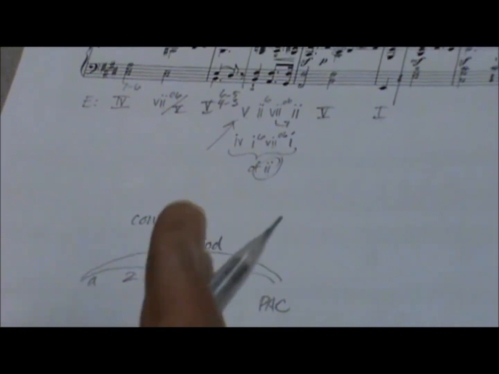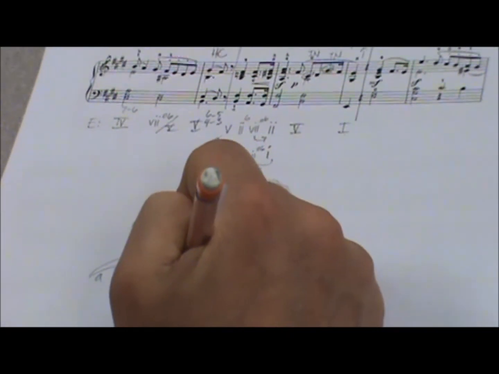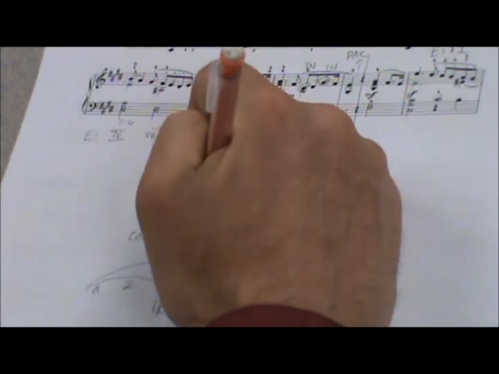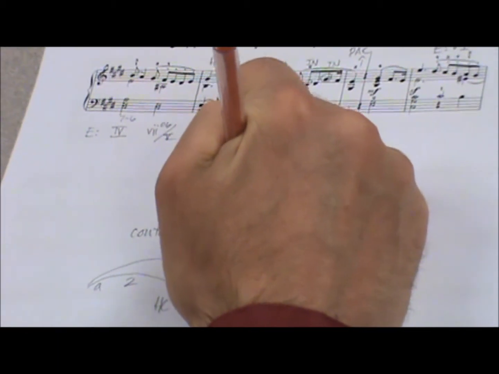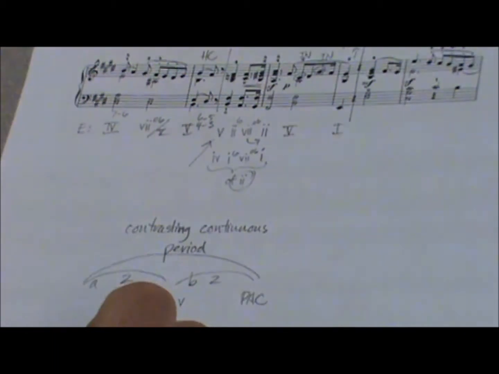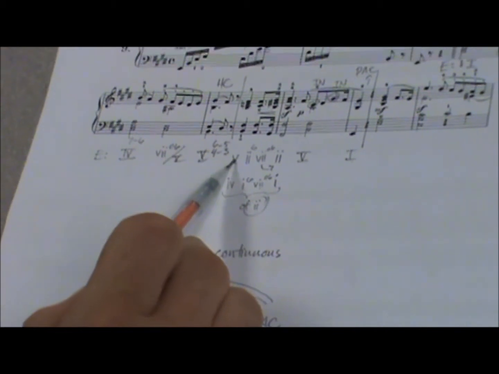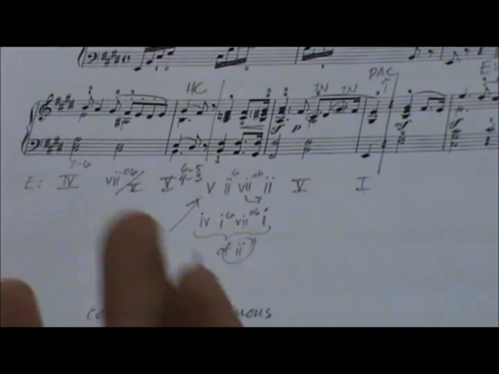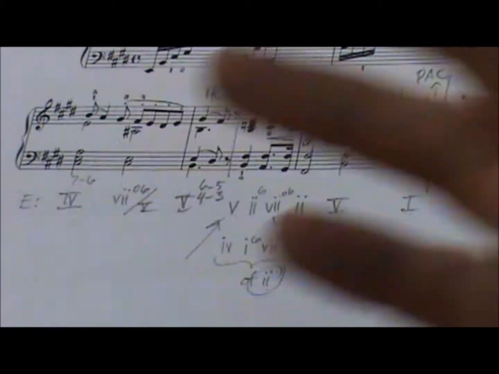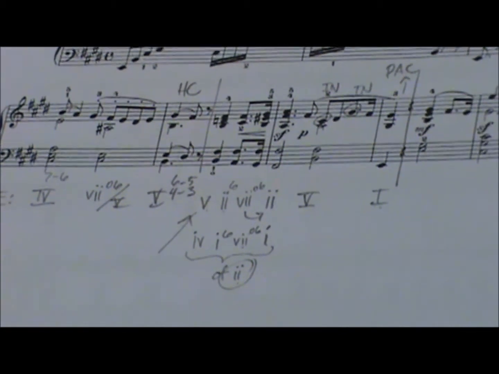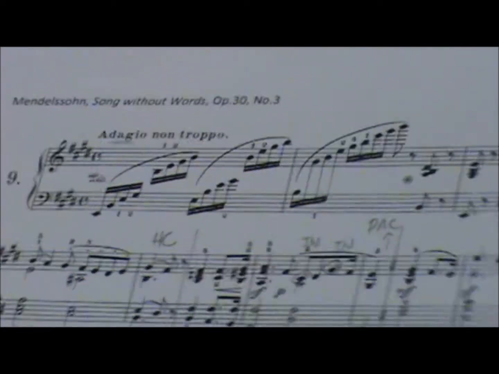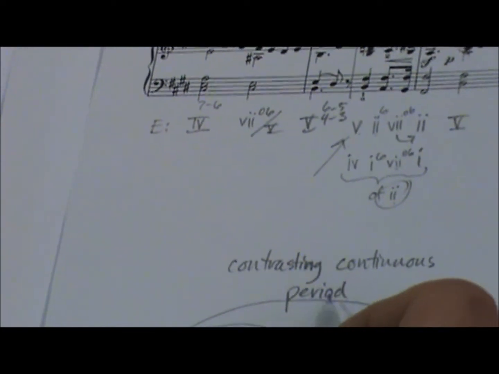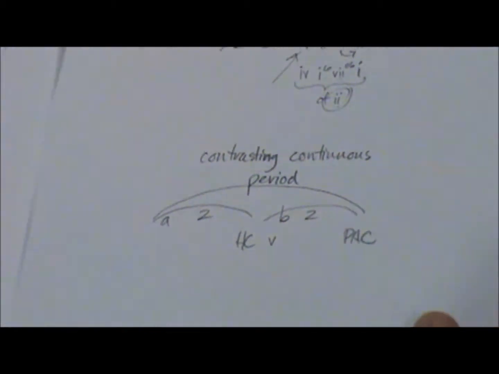The main point, though, is it's not tonic. Here, it's not a return to tonic, and that means it's continuous. There's a continuity here. You land on 5, turn it to minor, and you keep going. There isn't the sense of, oops, didn't quite get there, restart, get closer. That would have been interrupted. So this is contrasting continuous period.